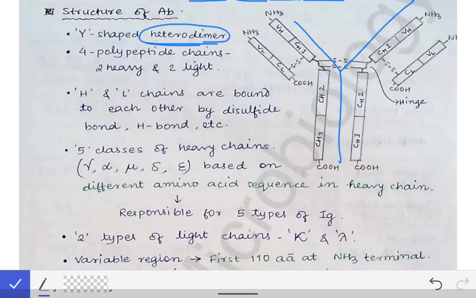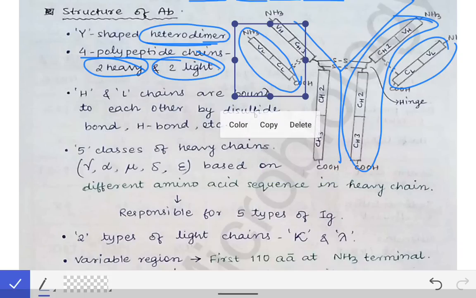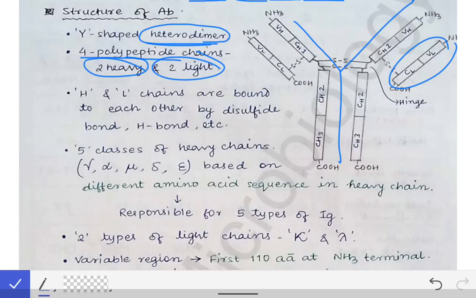Why is it a heterodimer? The word heterodimer means that it is made up of two different types of chains. One is the heavy chain and the other one is the light chain. So there are a total of four polypeptide chains, out of which two are heavy and two are light. See here, this is a light chain, then this is a light chain, and this here is the heavy chain, and again here this one is the heavy chain. So it is made up of two light chains and two heavy chains. Two light and two heavy chains are there in any antibody.